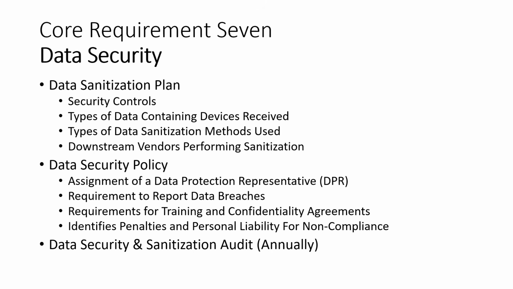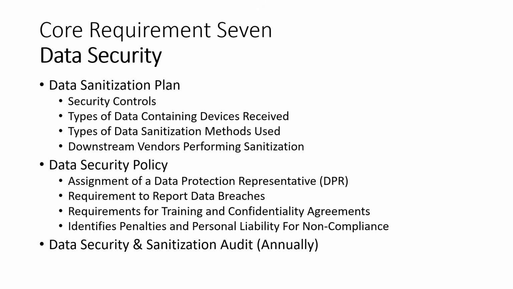Core requirement 7, data security. Purpose of this core requirement will be to help us establish the processes needed to effectively secure and sanitize data. This will include two hard documentation requirements: data sanitization plan, which will outline things like security controls, types of data containing devices we receive, types of data sanitization methods we use, and the identification of downstream vendors who may be performing data sanitization on our behalf.